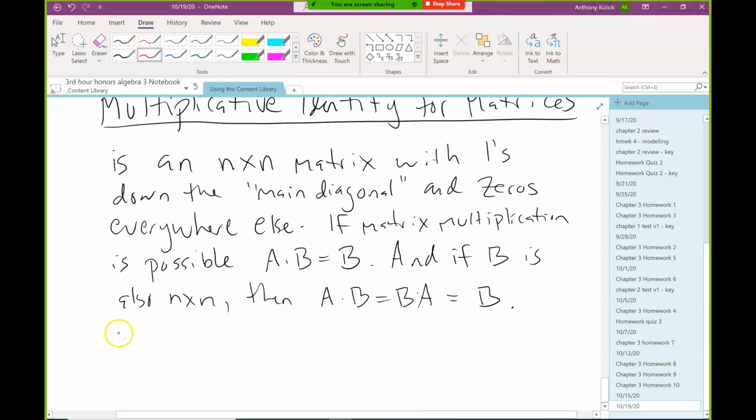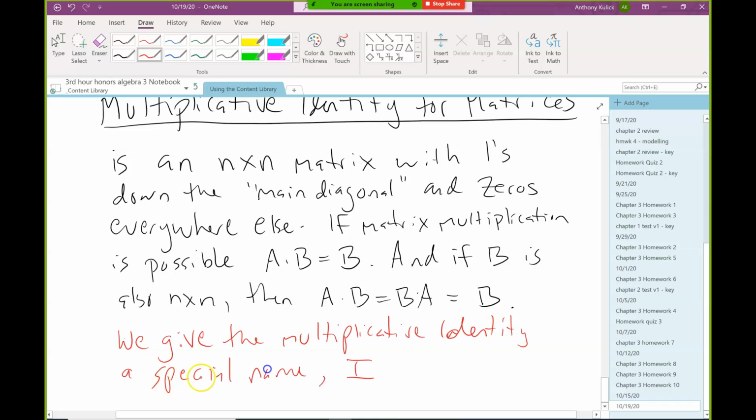We're going to use the capital letter I to represent such a matrix. Why do you suppose we chose the capital letter I? It kind of looks like the number 1, and this matrix acts just like the number 1. So we just did it to help remind us.